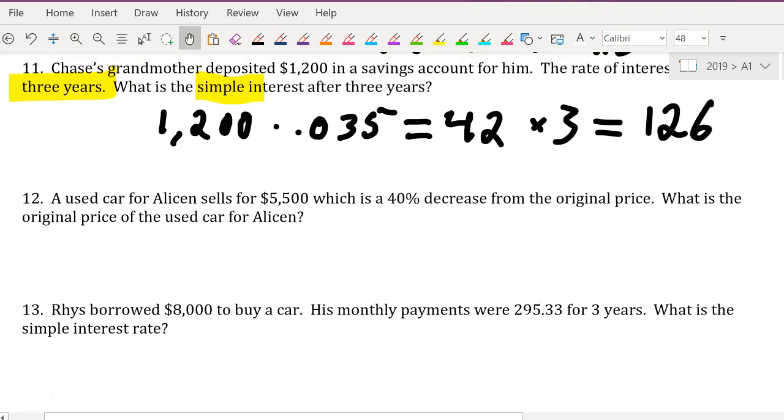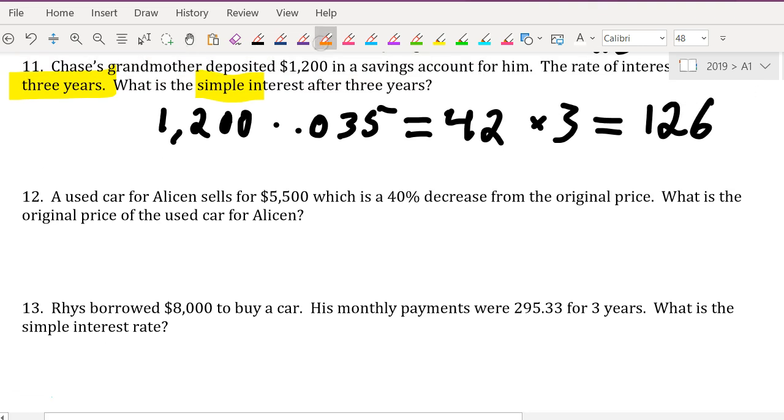Okay. A used car is $5,500, which is a 40% decrease from the original. So this is one where we're not finding 40% of 5,500. We're finding 40% of a mystery number. So on these problems, I'm requiring you to make a proportion.